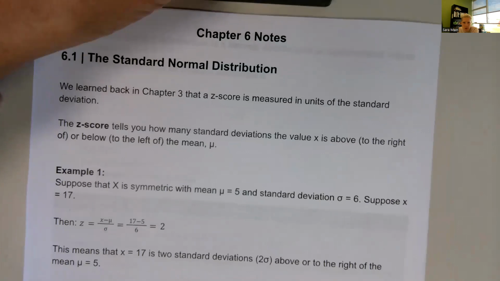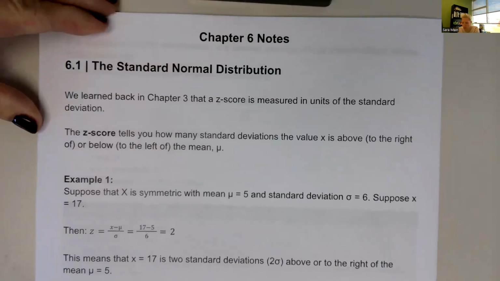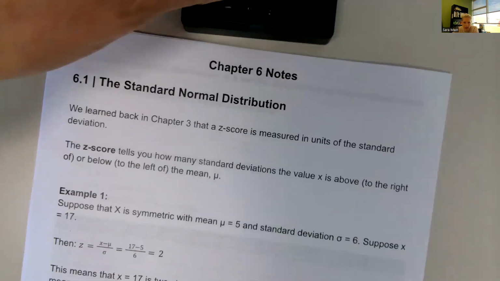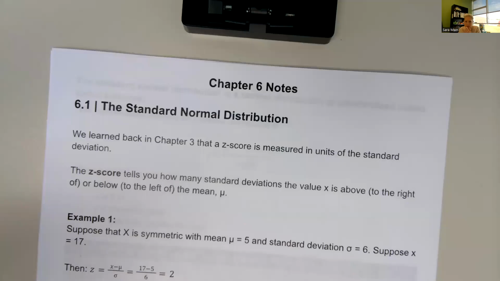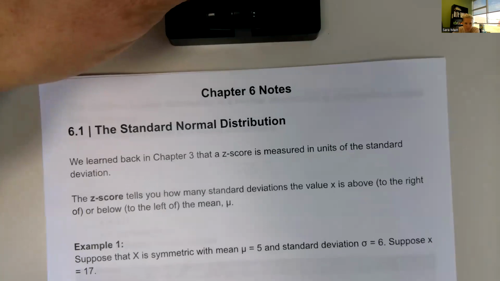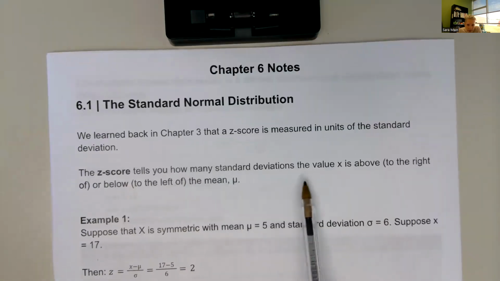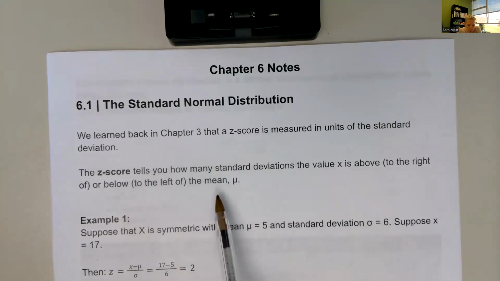Welcome back for Chapter 6 notes. We are actually going to take us back a little bit into the end of Chapter 3, where we learned how to calculate a z-score. A z-score tells you how many standard deviations the value is above or below the mean.